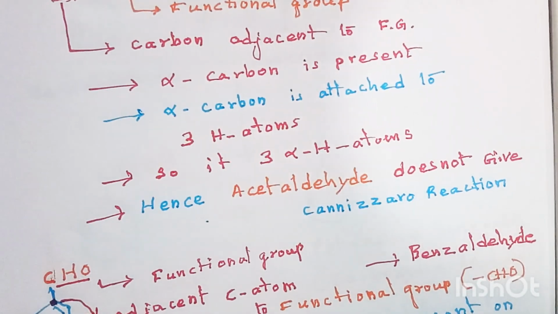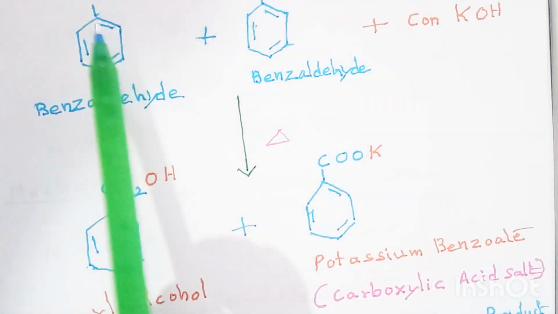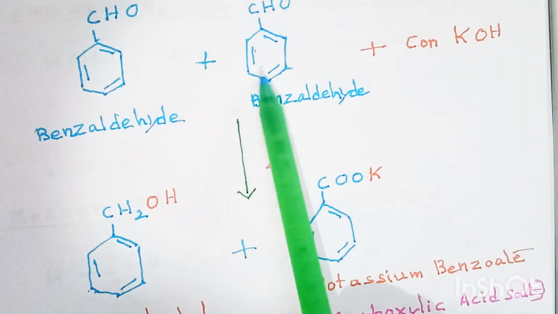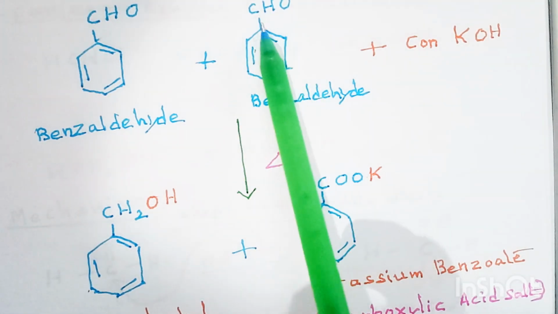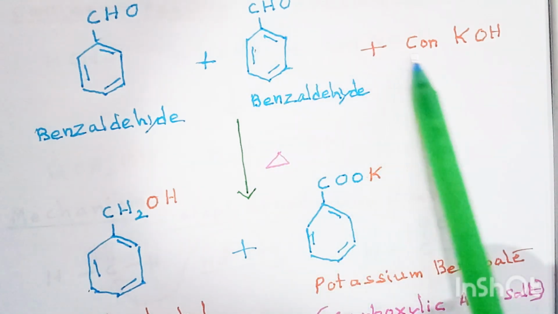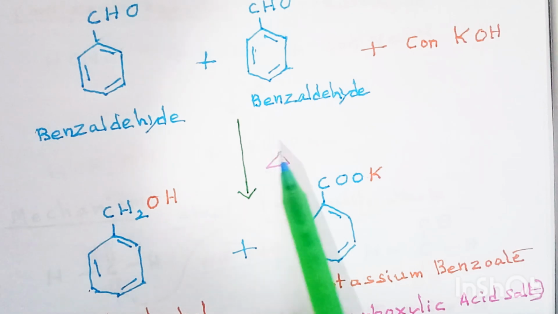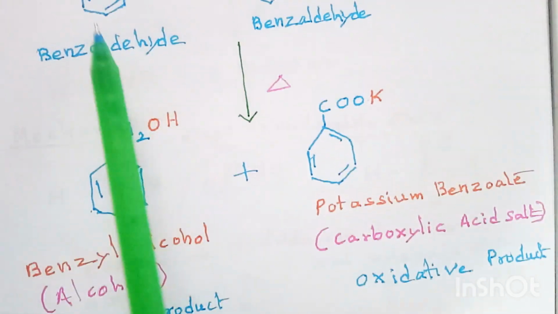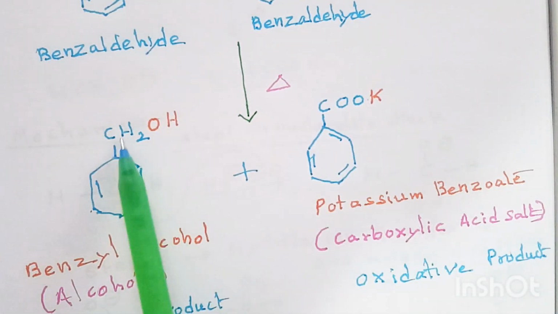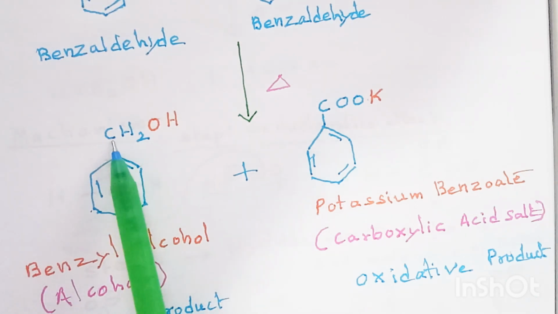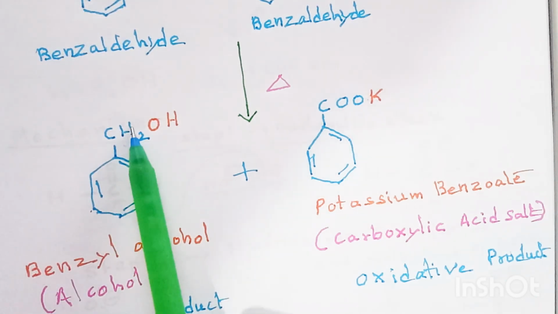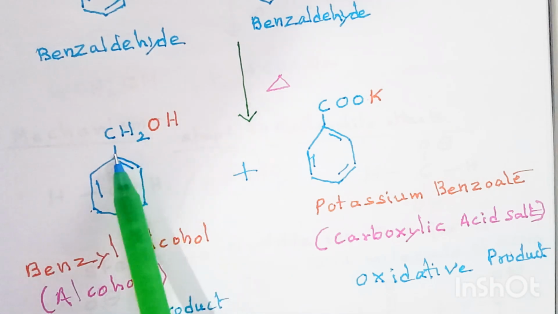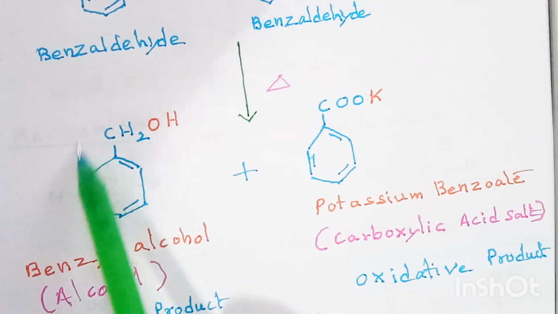Let us see about benzaldehyde. C6H5CHO. This is benzaldehyde. Then another C6H5CHO, another molecule of benzaldehyde, plus concentrated potassium hydroxide. On being heated, we'll get benzyl alcohol. So take this hydrogen and write it here. So add to this CH, C here. This becomes CH2. Take OH from here and attach here. So CH2OH. This becomes alcohol.